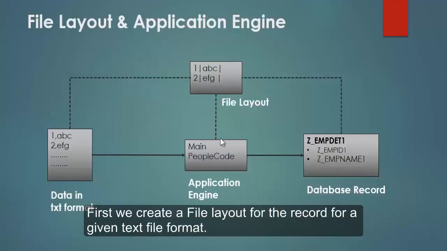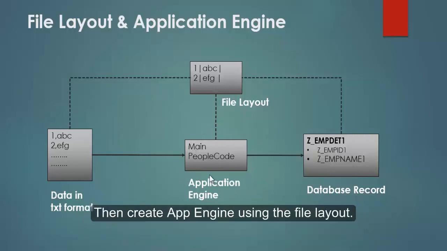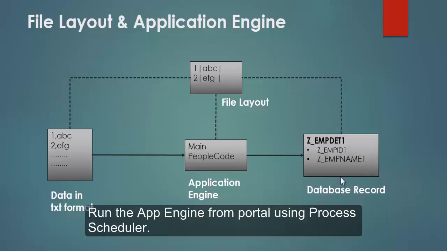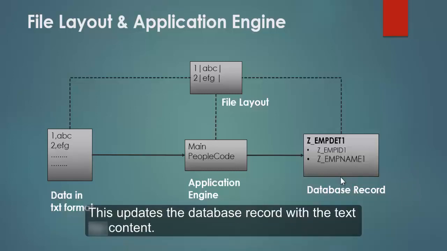To summarize, first we create a file layout for the record for a given text file format, then create App Engine using file layout, run the App Engine from portal using process scheduler. This updates the database record with the text file content.